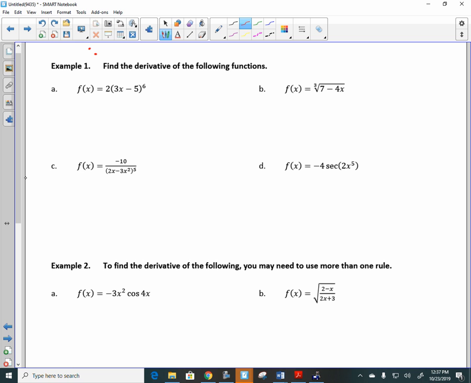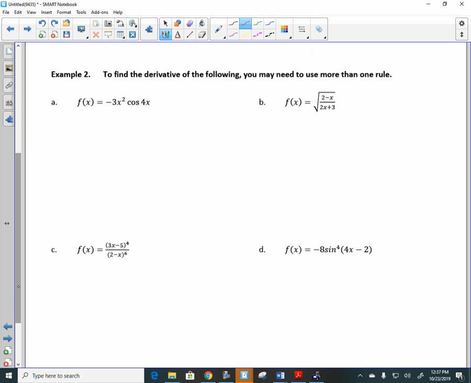Okay, we're going to skip these because you're good to go with them. Letter A. How should I set this up? Product rule. Very good. I have f and I have g. What is f prime?